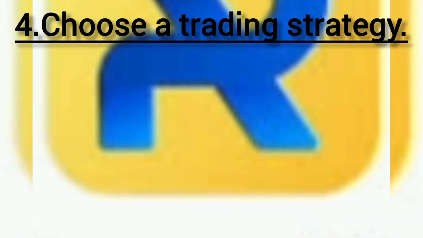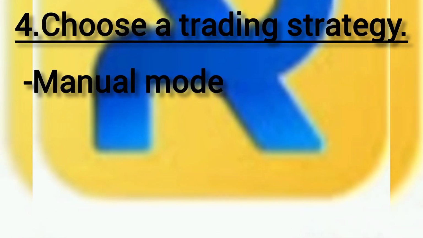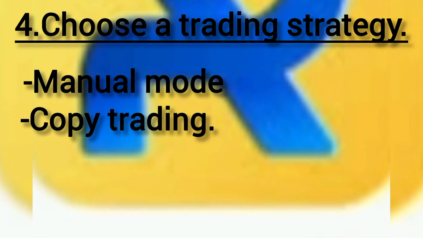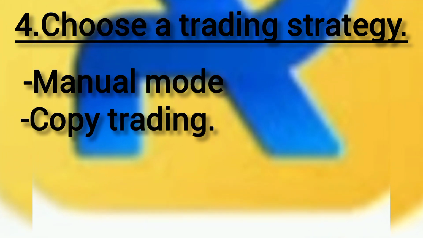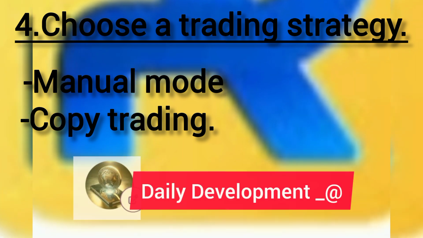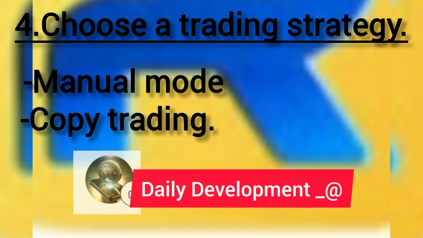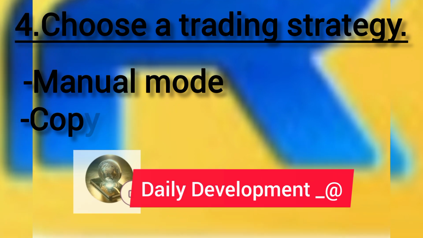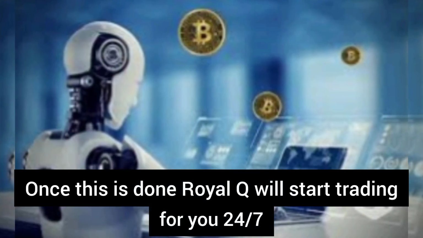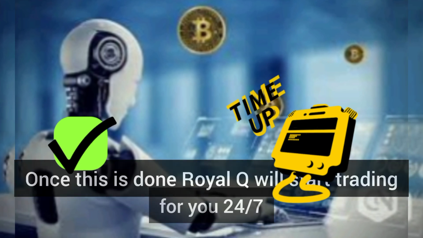Step 4. Choose a trading strategy. Manual mode. Set your own parameters for experienced traders. Or copy trading. Follow expert traders with proven results. Also, for how to master strategy settings, check the video on my channel for how to adjust your strategy settings in order to minimize risks. Once this is done, Royal Q will automatically start trading for you 24/7.